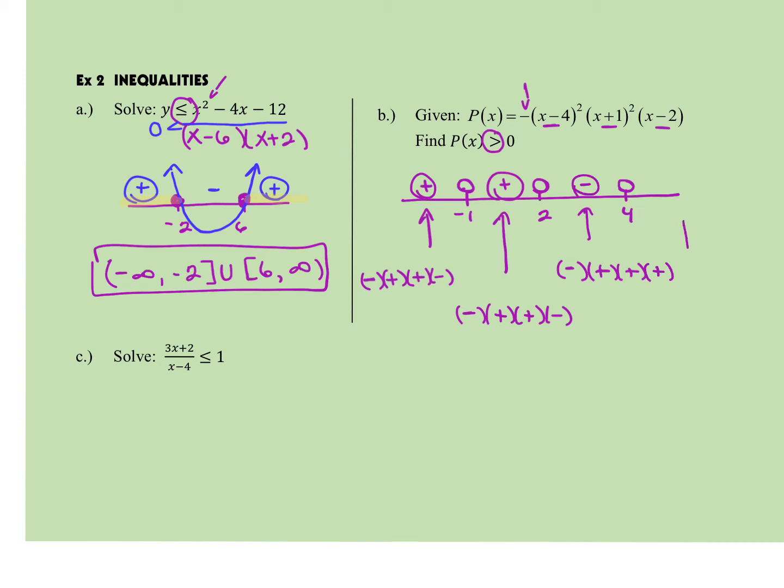And then our very last interval that we're going to test, we're going to grab a 5. We've been through this before. We have a negative from the front. The next two are positive because they're squared. And then the last one is going to be, let's say, 5 minus 2, which of course is positive again. So we have this negative.